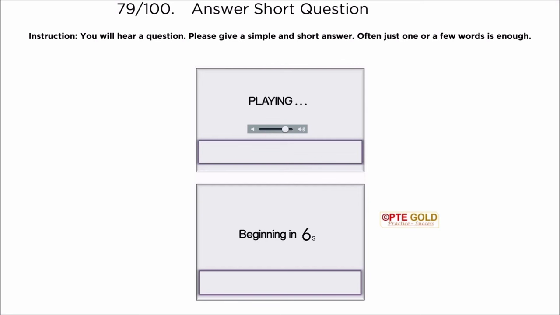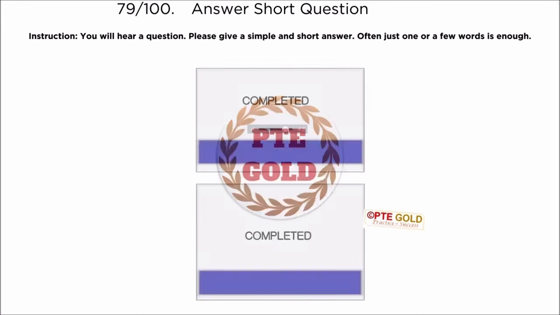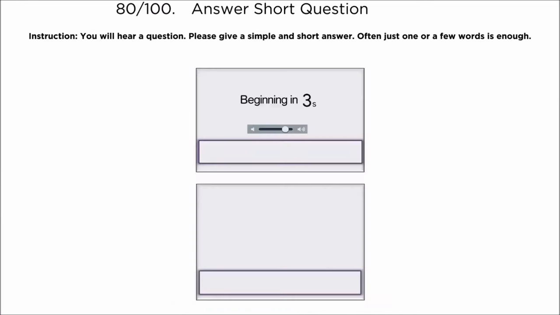What is the term for a public road in a city or town, usually with houses and buildings on one or both sides? Street.